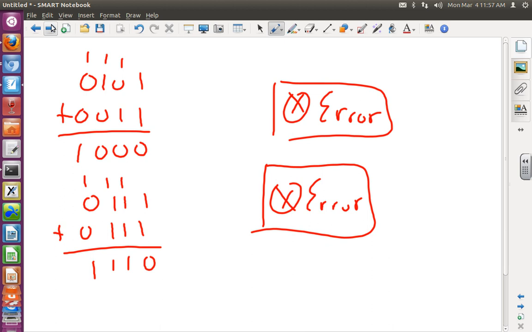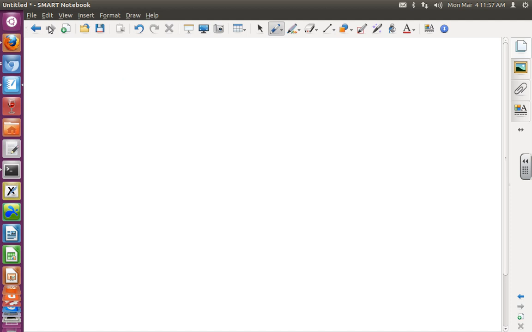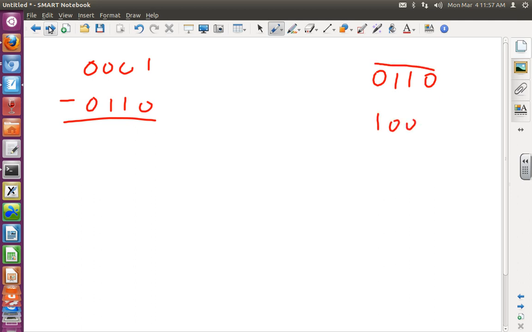All right, 13. 13 says 0001 minus 0110. This computer doesn't know how to subtract. So what do you do instead? Add the opposite. So I'm going to take a +6 and change it to a -6. How do you do that? Flip it: 1001, and add 1 to that, so 1010. So I'm going to take a +1 and add to it a -6 instead.